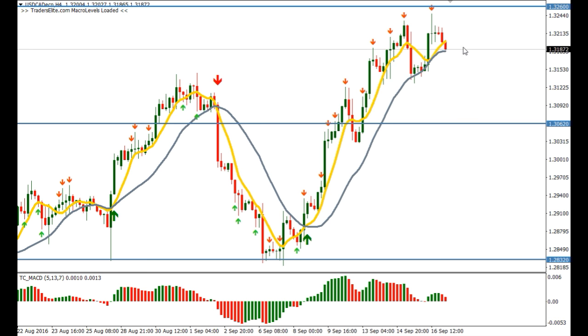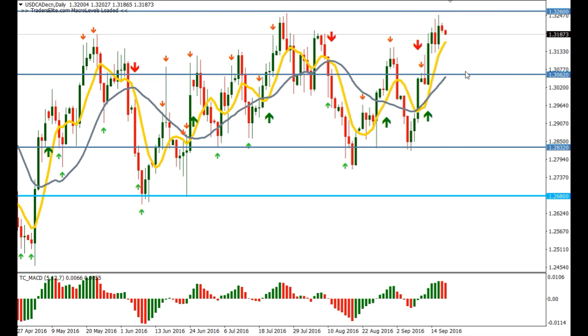If this fast moving average crosses over the slow moving average, then we could see a new downward trend trade forming. But for now, we're still long on US dollar crosses and have been for some time, for the last couple of weeks at least anyway.